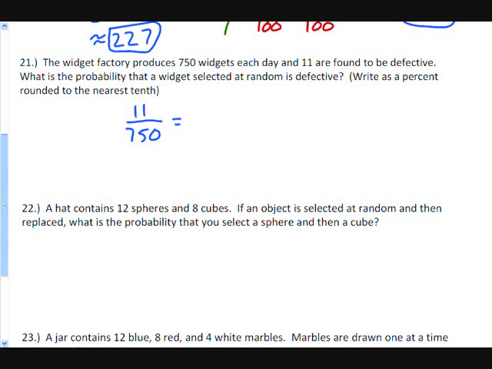So if we divide these two numbers, it gives us 0.0146 repeating. And then if we want to write that as a percentage, we just move the decimal place over 2 spots. So it's a 1 point 4, and I look at the number behind it, it's a 6, so it's going to round up to 1.5%. And that's to the nearest tenth. Okay?